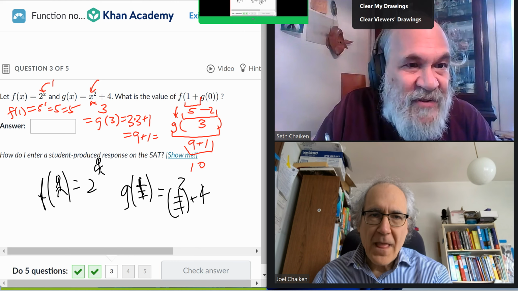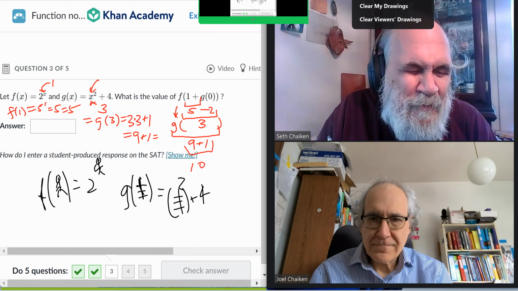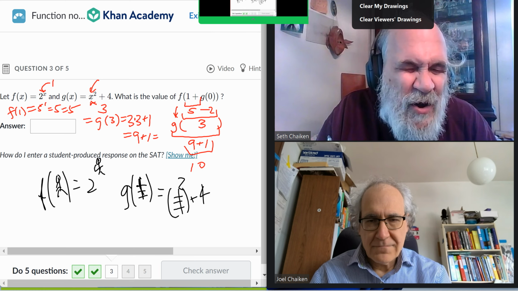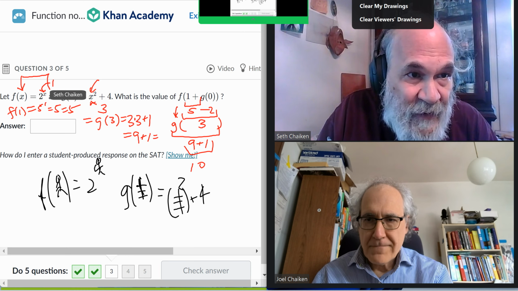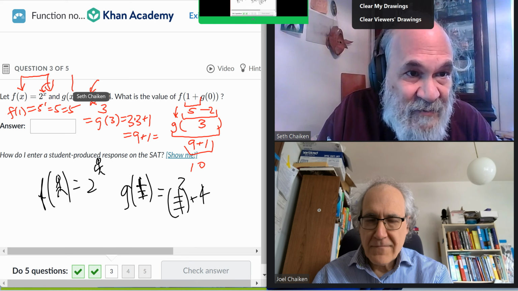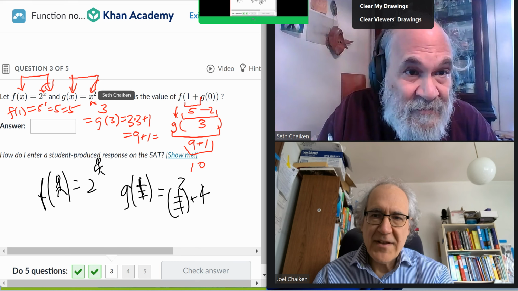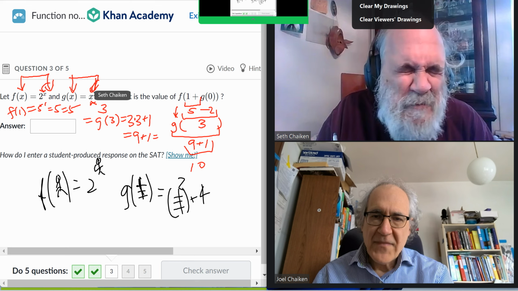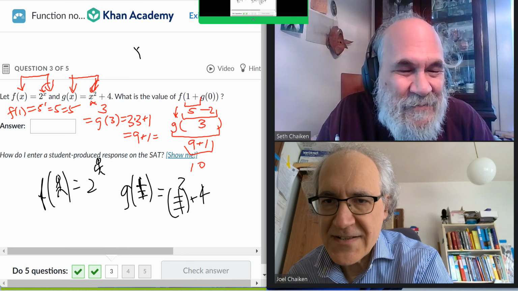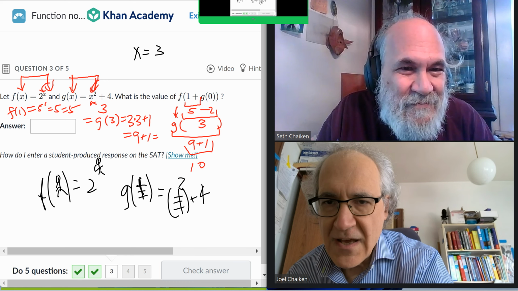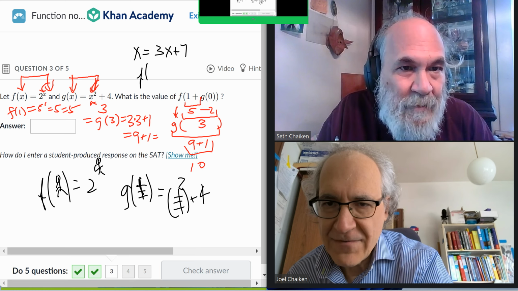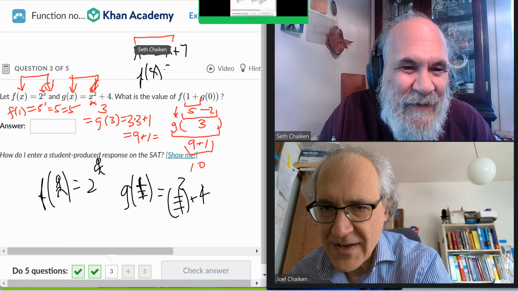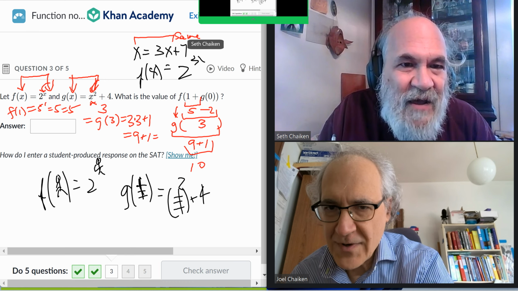The point is that even though they really are the same letter, the x over here is not the same thing mathematically as the x over here. It's a placeholder. And the other thing to remember is if you have, let's say, x is equal to 3x plus 7, and you want to know f of x, then you have to throw the 3x plus 7 in. So it'll be 2 to the 3x plus 7.